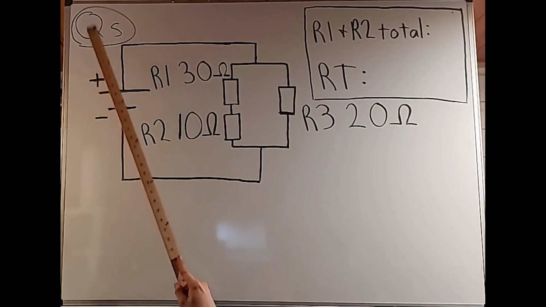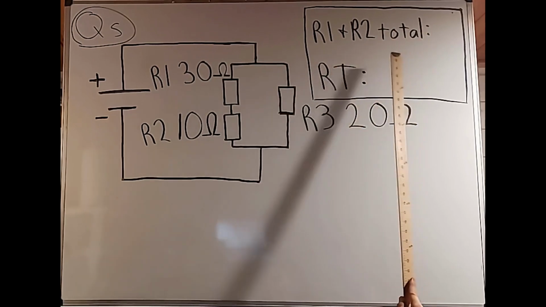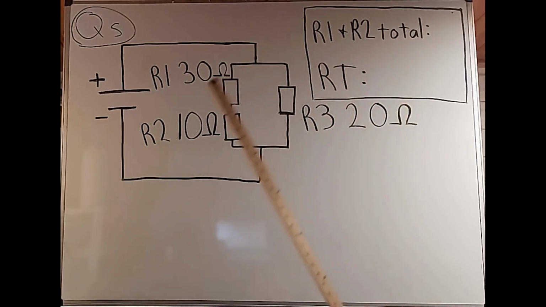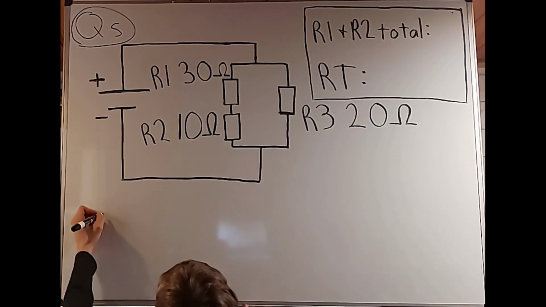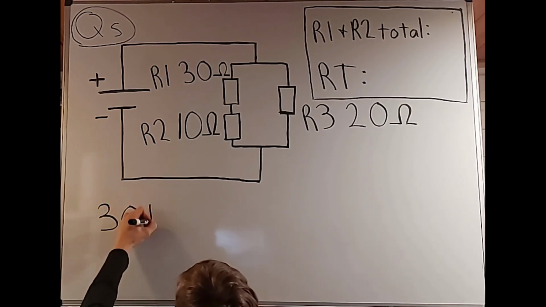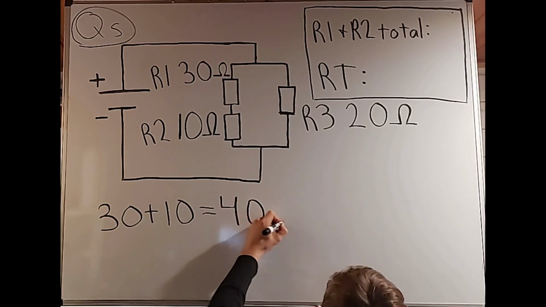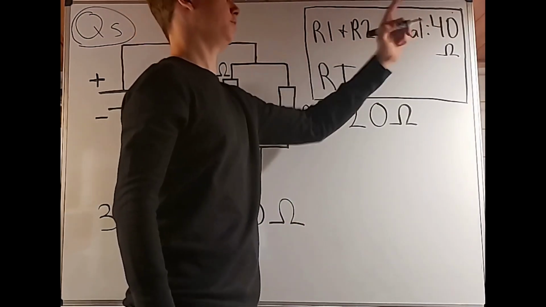Now we're going to be looking at some questions. We're going to find R1 and R2 total, and then the R total of everything. Since R1 and R2 are in series with each other, and we'd like to simplify that, we're simply going to do R1 plus R2, which is going to be 30 plus 10. That's going to give us a total of 40 ohms. So we see we solved R1 and R2's total, 40 ohms.